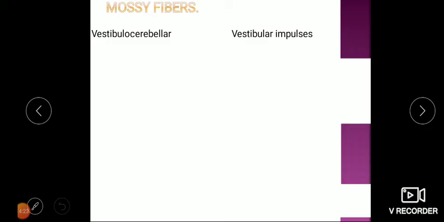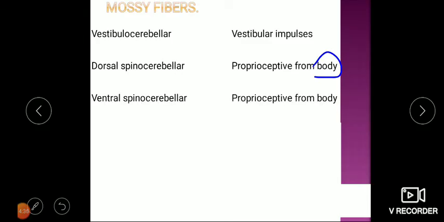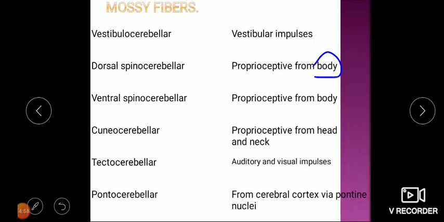Input coming from the vestibular impulse is called vestibulocerebellar fibers. Those coming from the body through proprioceptors are called dorsal spinocerebellar fibers, again coming from proprioceptors from the body, and ventral spinocerebellar. Proprioceptors coming from the head and neck region are called cuneocerebellar, and impulses coming from auditory and visual input are called tectocerebellar. And finally, coming from the cerebral cortex via the pontine nuclei, these are called pontocerebellar.